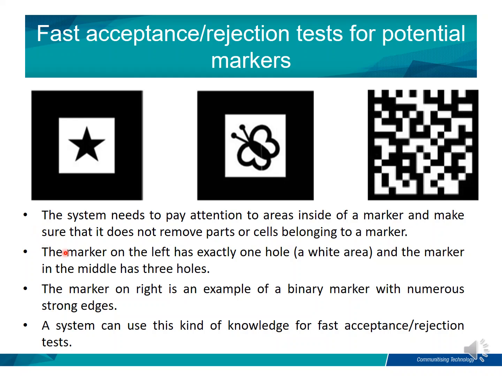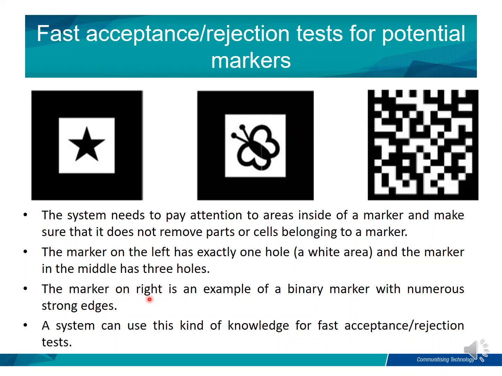Let's look into this left marker here. It has exactly one hole. Exactly one hole means only one white area, which is inside here. And the marker in the middle has three holes. That means it has three white areas: one white area here, one here, and also one here. So there are three white areas.